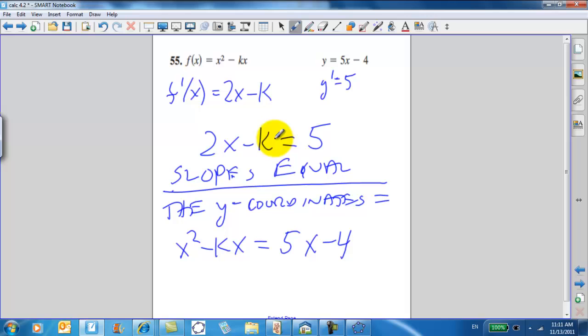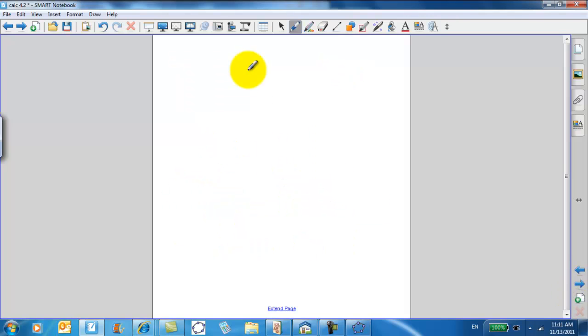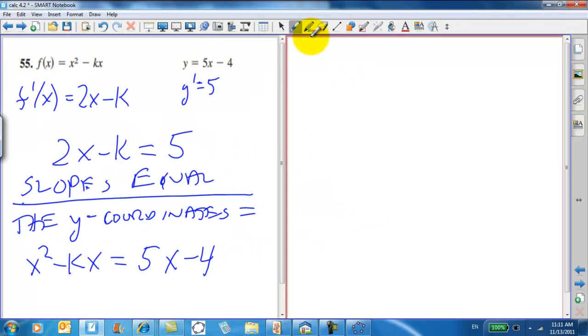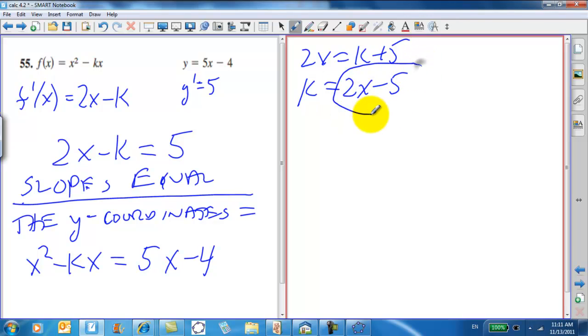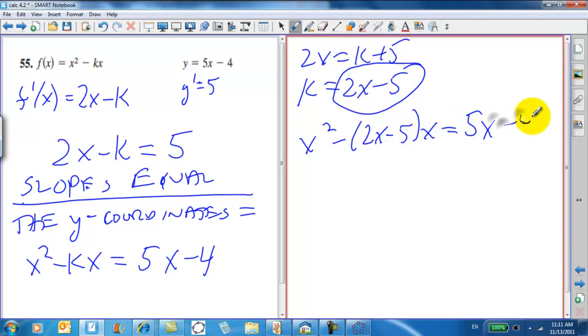Let's solve this. So let's go ahead and just solve this top one for k. All right. So let's split the screen again. 2x equals k plus 5. So k equals 2x minus 5. And we can put this expression in for k in the other equation. So x squared minus k, which is 2x minus 5, times x equals 5x minus 4.